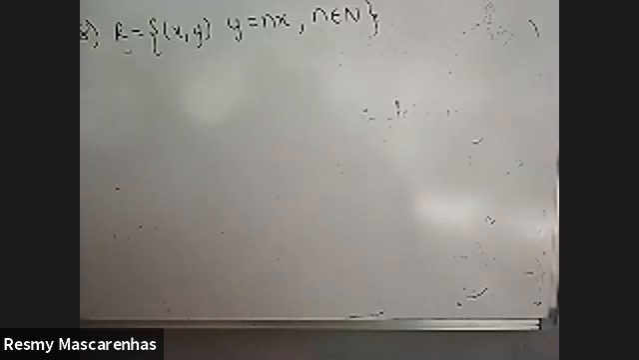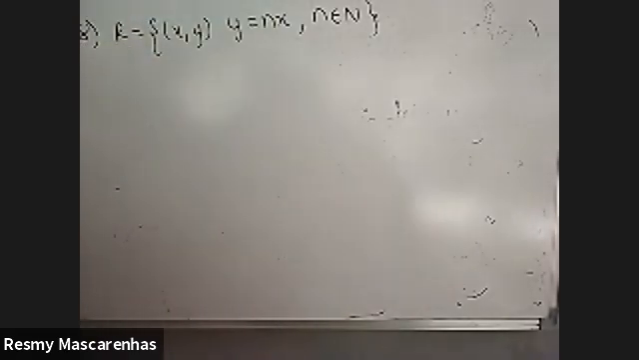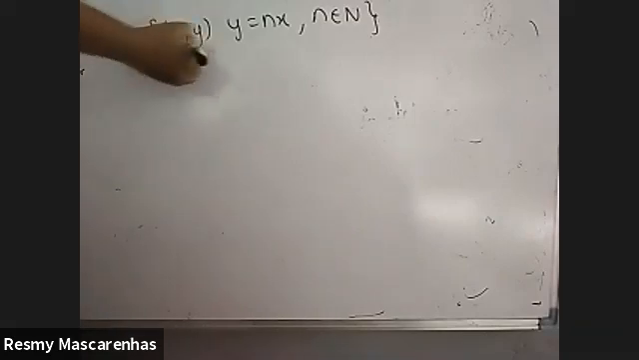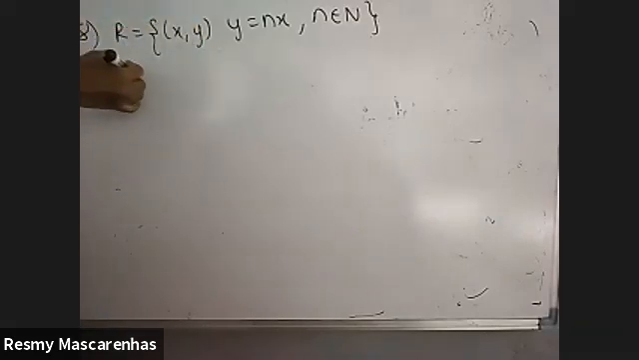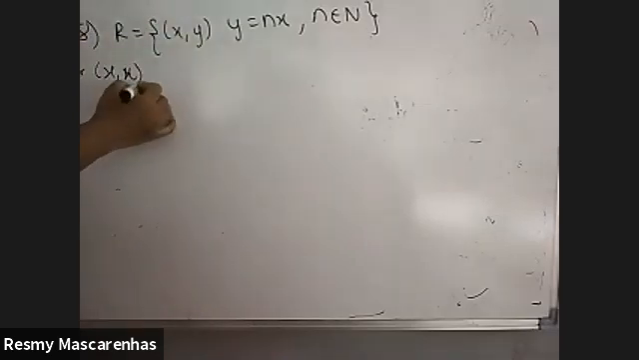Find its reflexive, symmetric and transitive. We have to check whether it is symmetric, reflexive and transitive. And they have said it is a natural number. So first we'll check for (x, x). Instead of y, again it will be x. So as per that, what you will get?